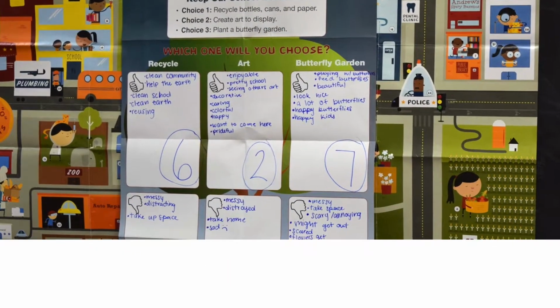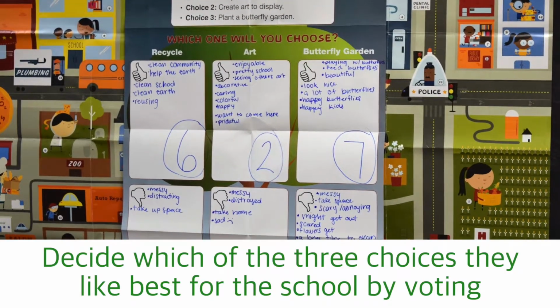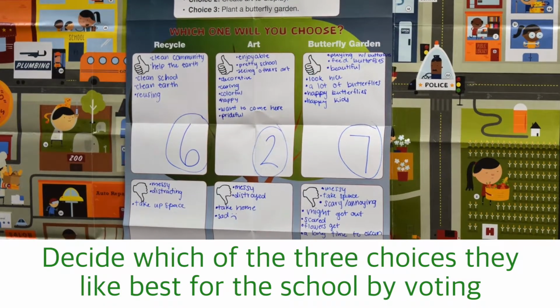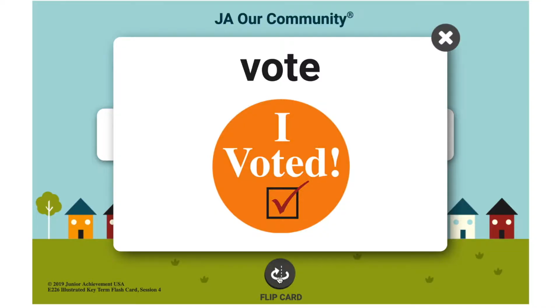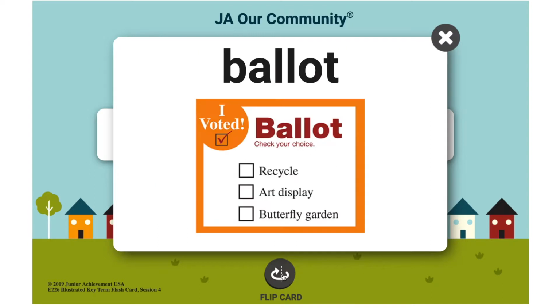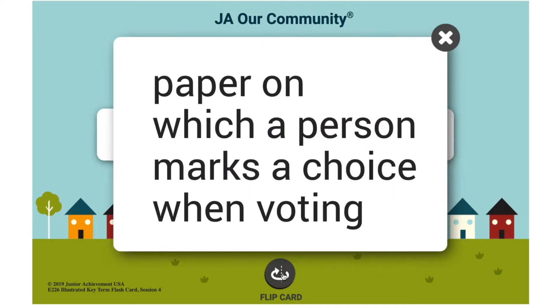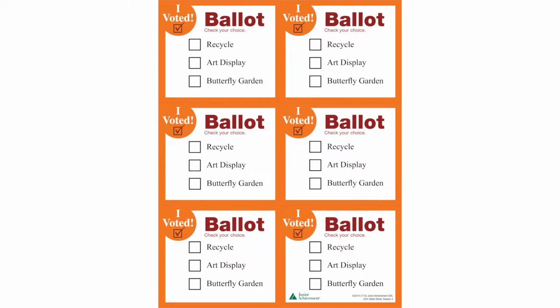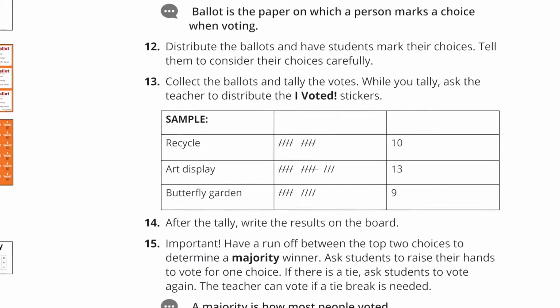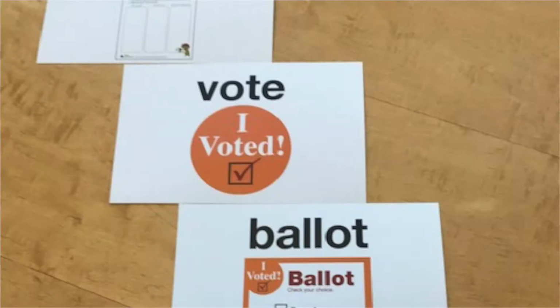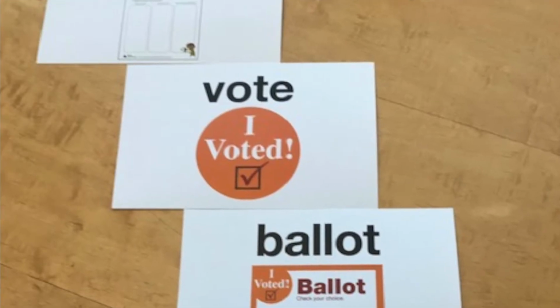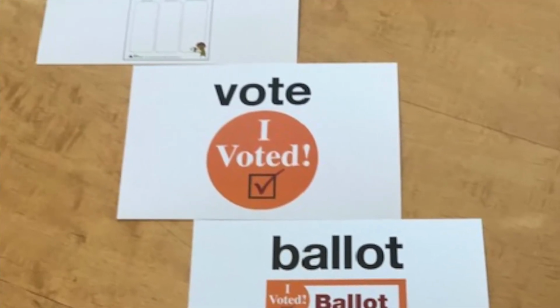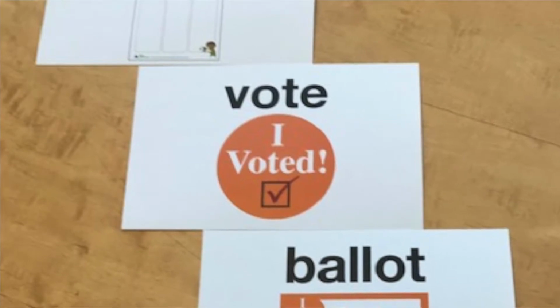Next, tell the students it's now time to decide which of the 3 choices they like best for the school by voting. Explain the terms vote and ballot, distribute the ballots, and ask the students to check their choice. Collect the ballots and record the votes on the board as shown in the example in your guide. To save time, have the teacher distribute an I voted sticker to each student while you tally the votes.